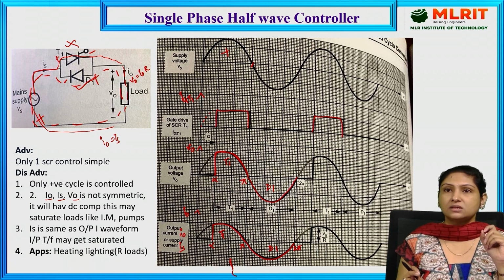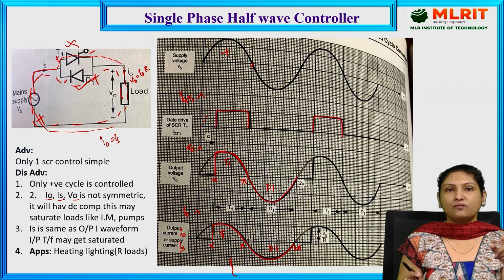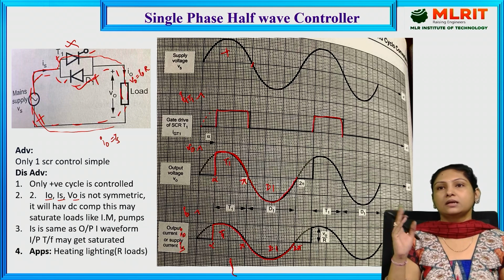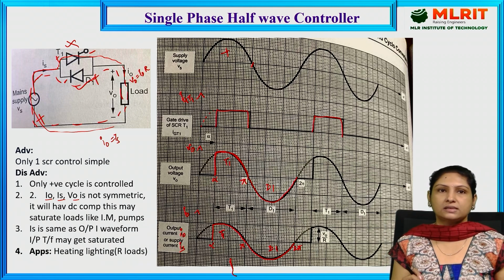And why is this DC component actually present? It is because the output current waveform as well as the supply current waveform are not symmetric. That is the only reason for the DC component, and it may saturate the connected load. So that is another disadvantage.